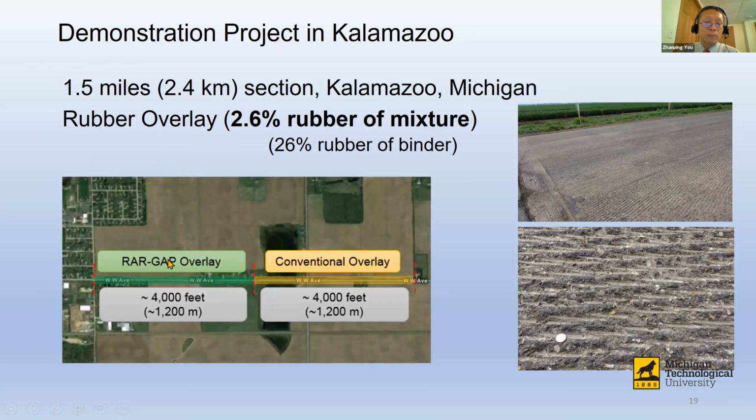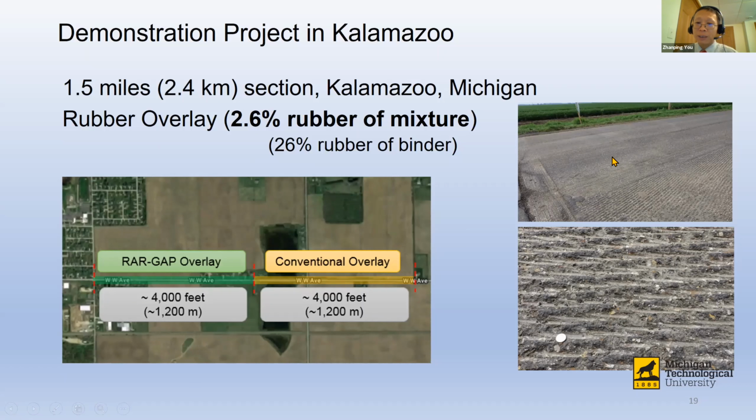We are trying to use the rubber asphalt. We are trying to make sure the rubber asphalt construction is good and the road performance is reliable. In the rubber overlay, you can see we have plenty of rubber inside: 26% rubber of the asphalt, which is a significant amount, or 2.6% rubber of the mixture. Of course, this road was originally in a really bad situation, with a lot of cracks and a lot of ruts.